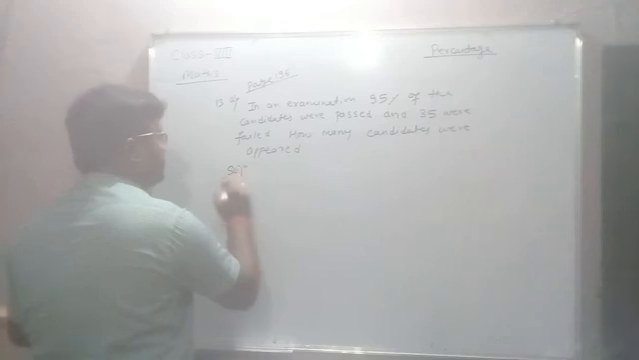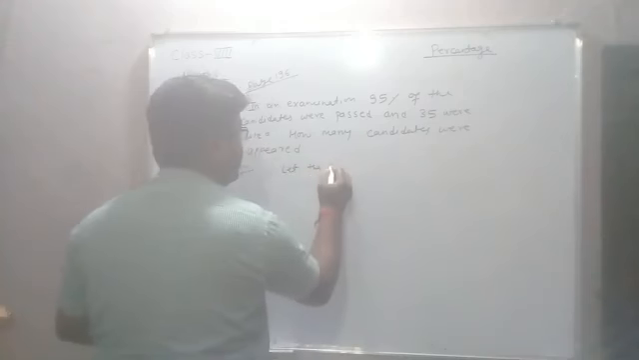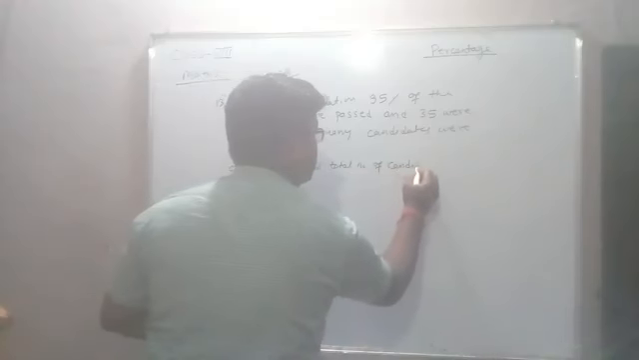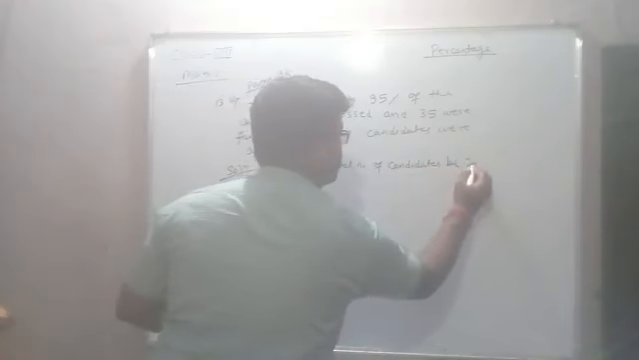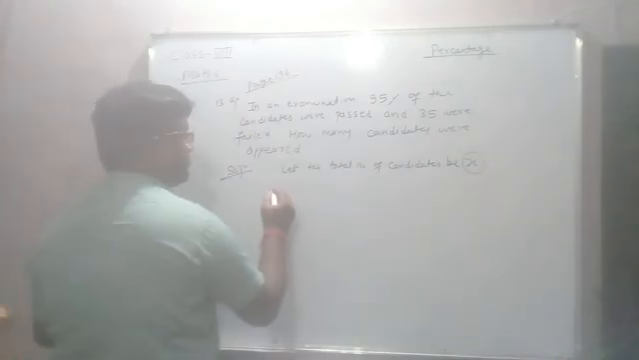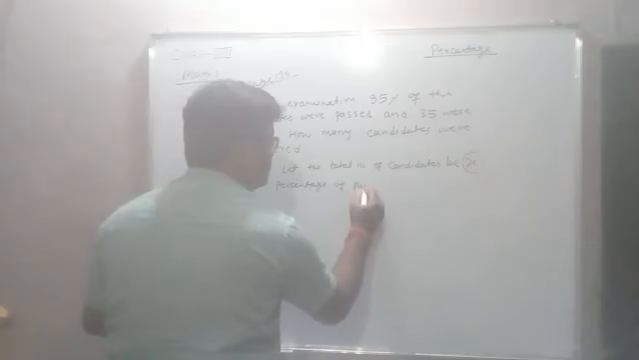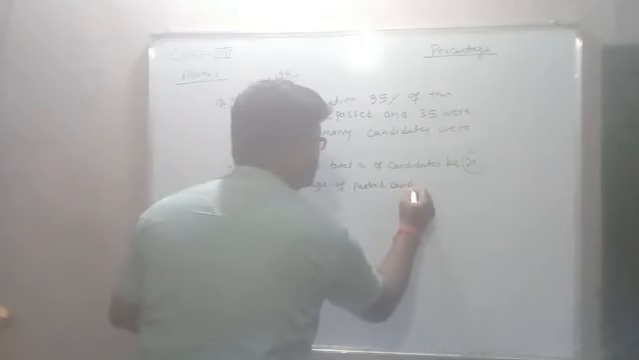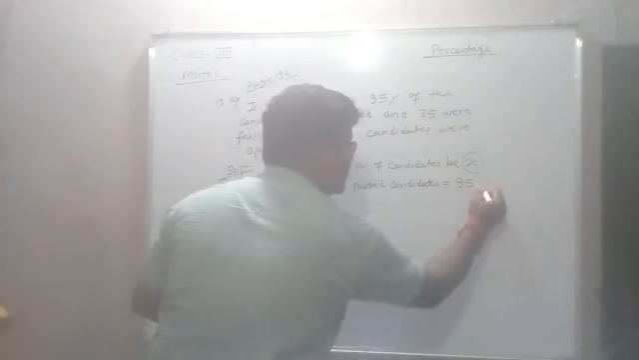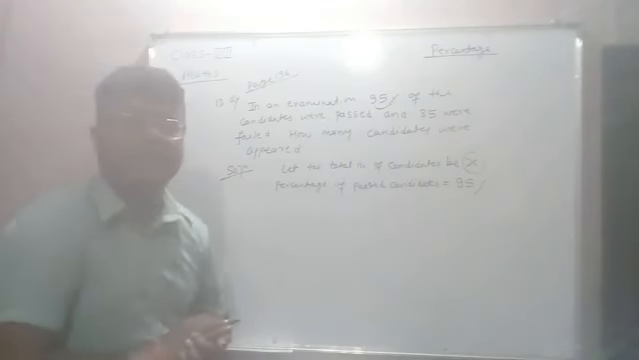So let's do it. Let the total number of candidate be x. Okay, we have supposed the total number of candidate as x. So here, percentage of passed candidate. What is the percentage of passed candidate? That is your 95%. What is given to us? Percentage of passed candidate is your 95%.